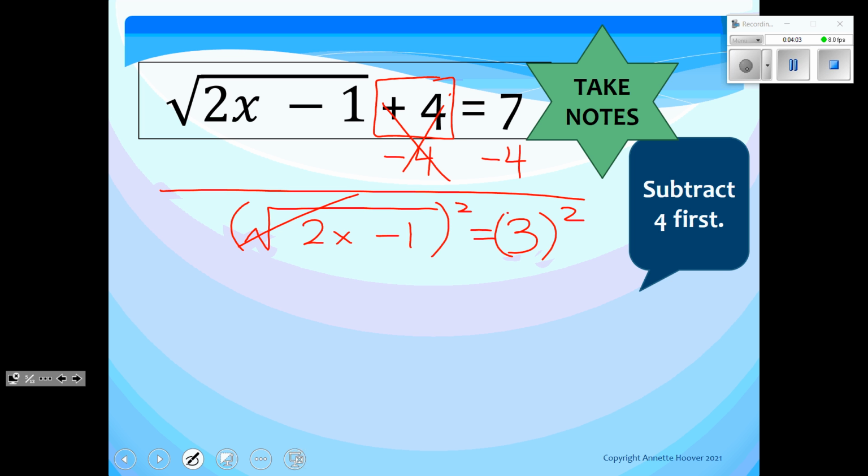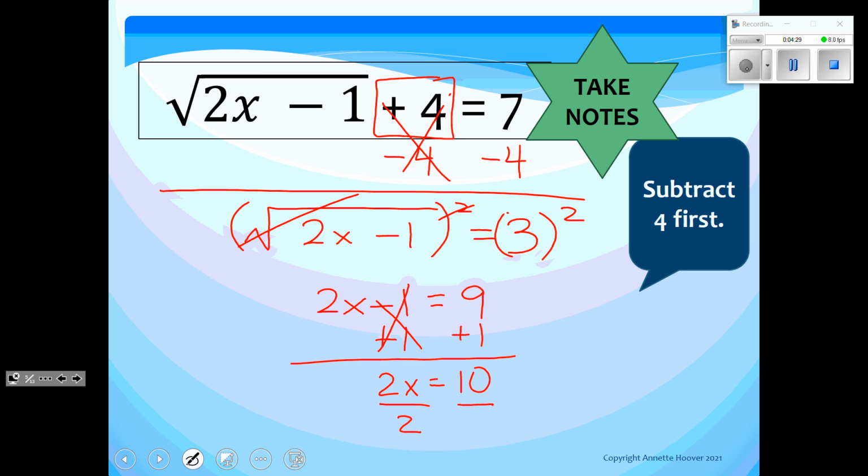The square root being squared cancels each other out. That just leaves us what's underneath: 2x minus 1 is equal to, now we have to square the 3. 3 squared is 9. Now you're left with a two-step equation. So we move what is not attached to the x first. We add 1 on both sides of the equation. That leaves us with 2x is equal to 10. And then we divide both sides by 2. We see that x is equal to 5.